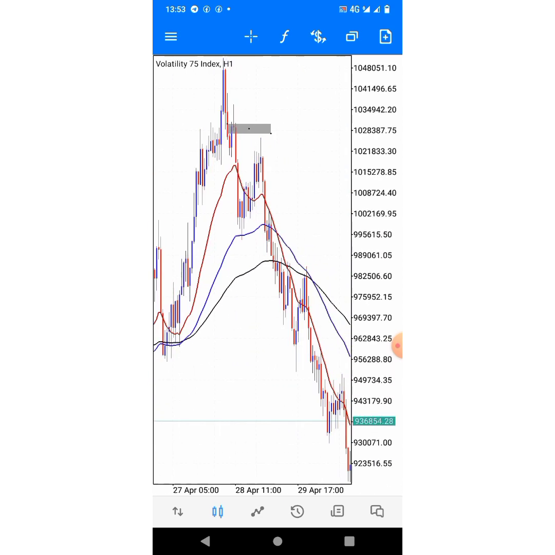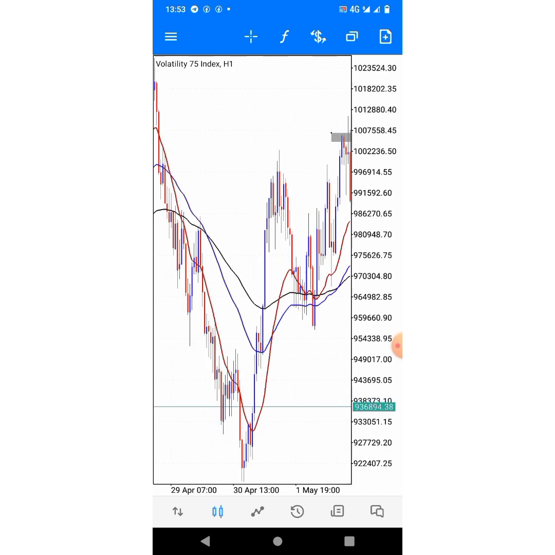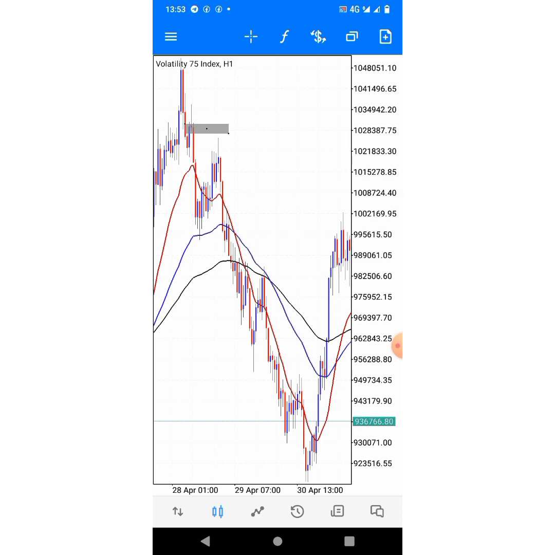No, this is not it. Okay, yeah, this is that area we marked on the 1 minute. See the market rejection, guys. See the market rejection. It actually rejected. So right now, let's see if we can get to this other area.